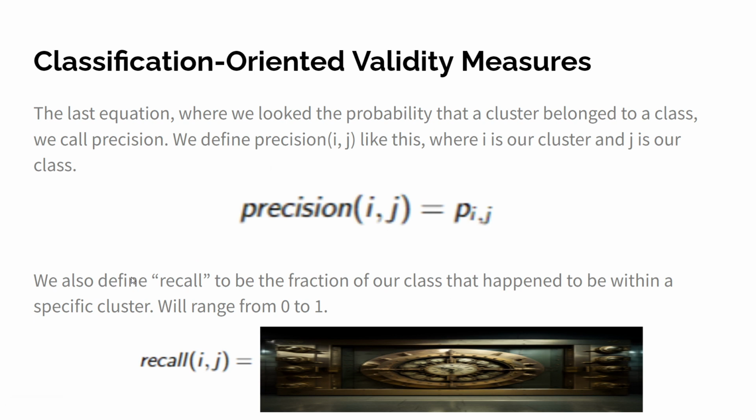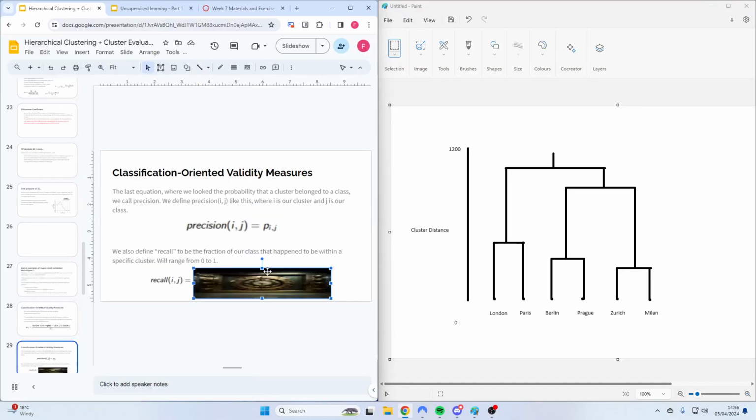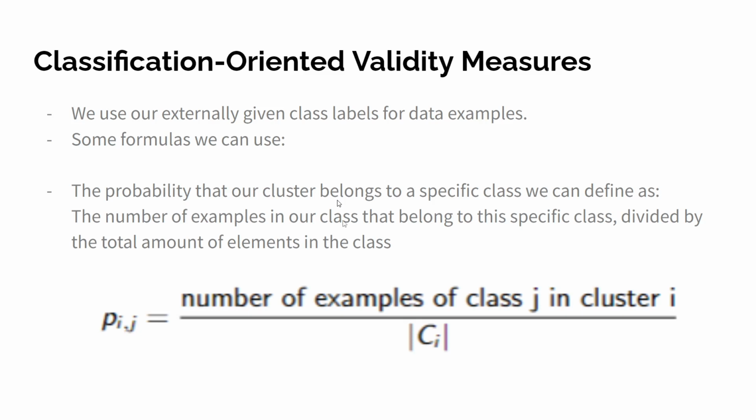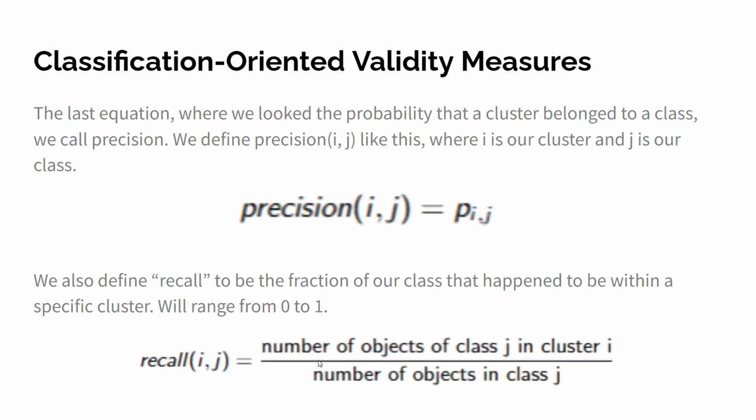We also define the recall, and this is the fraction of our class that happened to be within a specific cluster. So if we have 10 items in the class now, and 7 of them ended up in this cluster, the recall is going to be 0.7, or 70%. So we define this as the number of objects of class J in cluster I, divided by the number of objects in the class. So it's kind of the opposite of this. Here we're looking at how many items in our class ended up in the cluster. Here we're doing the opposite, how many items in the cluster ended up in the class. Does that make sense?